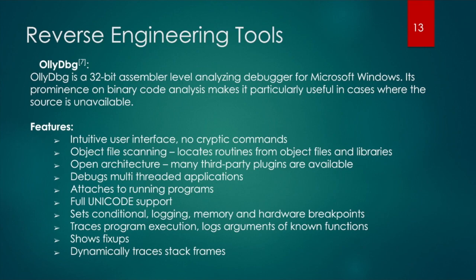OLLYDBG is one of the most popularly used tools. It is a 32-bit assembler level analyzing debugger for Microsoft Windows. Its prominence on binary code analysis makes it particularly useful in cases where the source is unavailable. Some of its features are: it has an intuitive user interface, and an open architecture where many third-party plugins are available.